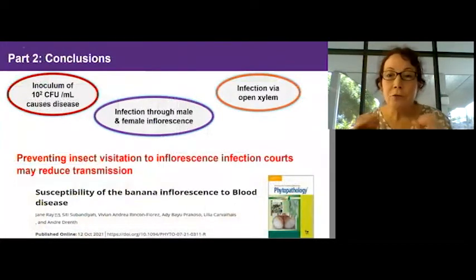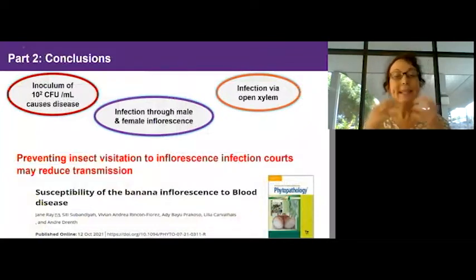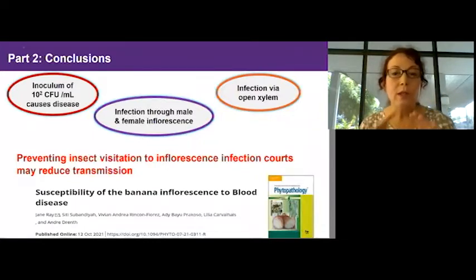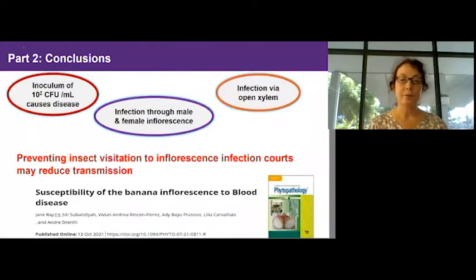We first showed that a really low concentration of bacteria, perhaps only a few cells, is enough to cause disease. We've shown that infection occurs through the male and the female parts of the inflorescence. Our data strongly supports the theory that infection occurs through open xylem.